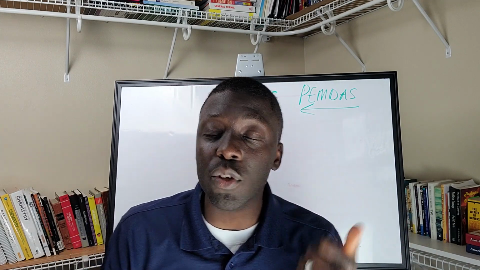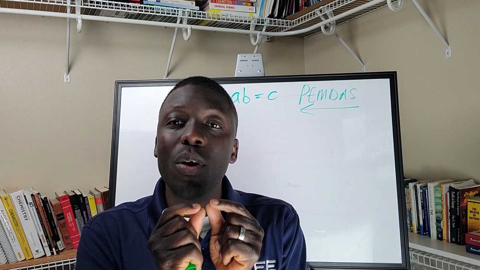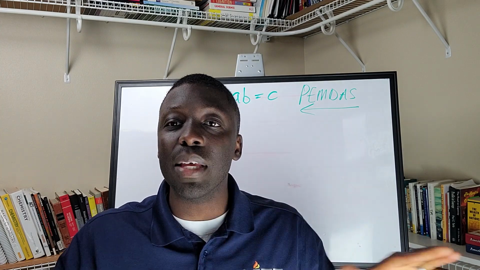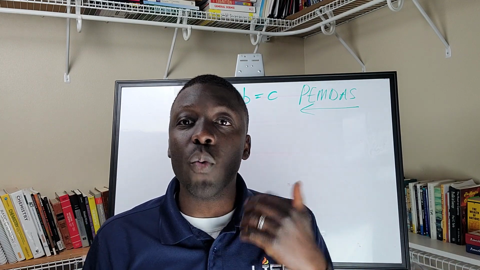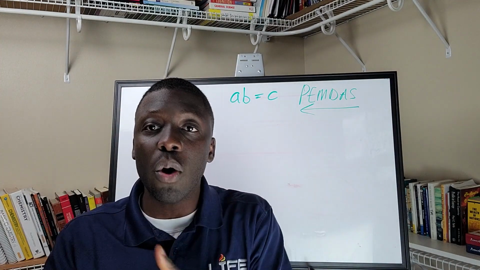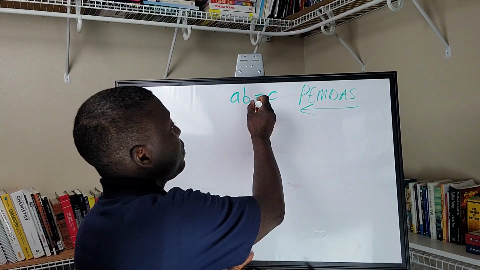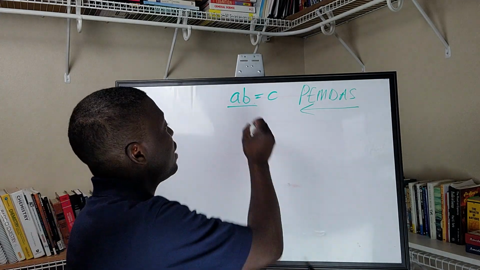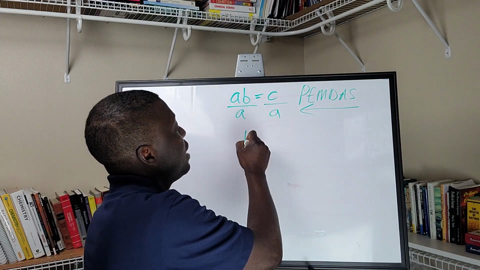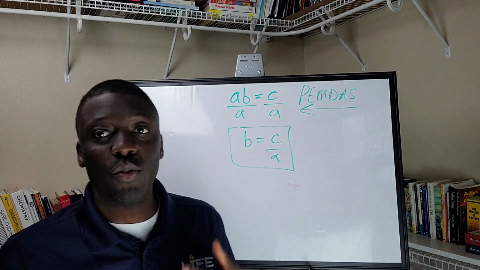So basically, I've taught math for about 10 years, and one of the things I've realized is that the one key topic that affects almost everything else is solving equations. So when you're given an equation like AB is equal to C, and you're told to solve for B, you would divide both sides by A. So you divide by A, and you get B is equal to C over A.